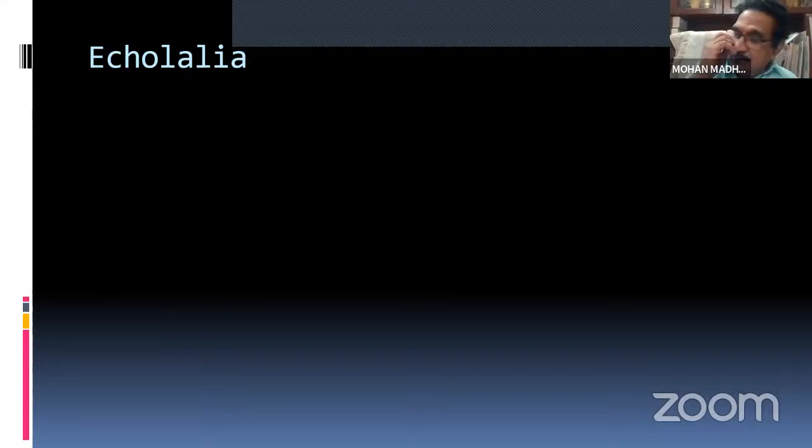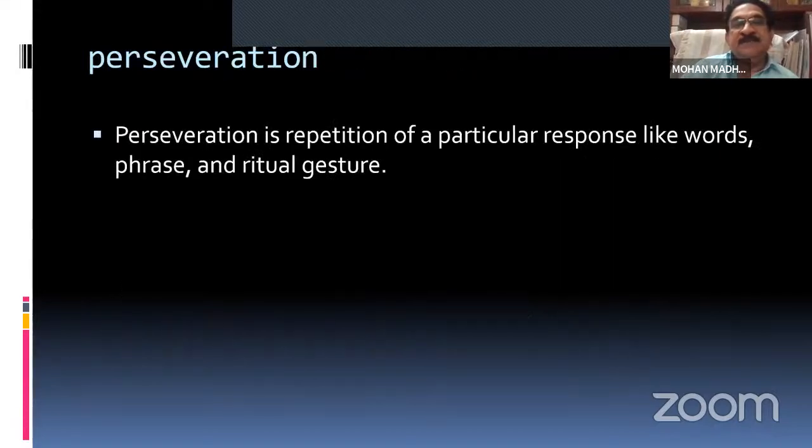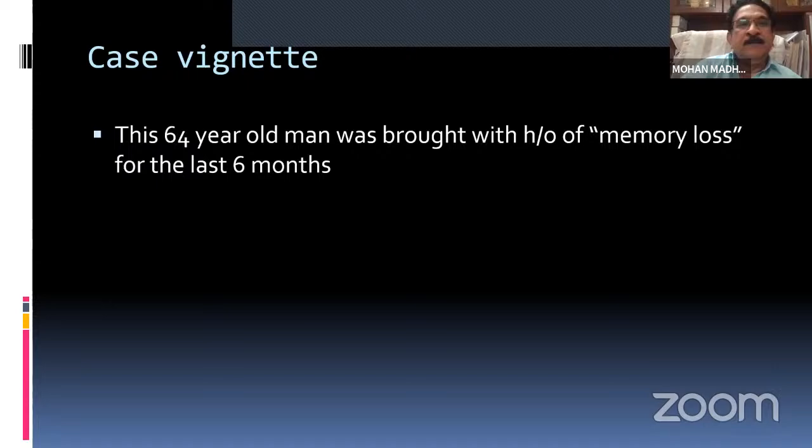What is echolalia? Echolalia is echoing others' speech. It's well known, I think I'll skip all this. Perseveration is repetition of a particular response like a word, phrase, or ritual. This is the difference between palilalia and perseveration. In perseveration, they tend to repeat the whole sentence or whatever they are doing, action or speech, whatever it is. Whereas in palilalia, they tend to repeat only the last one or two words of that particular sentence. Okay. Shall I go to the next case?